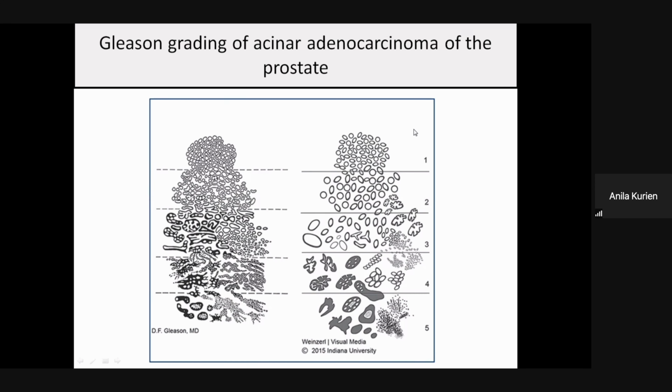And the one on the right is what we follow. We do not follow any of the older system at all. But most of it is the same, except for probably 3 and 4. Many of what was initially called pattern 3 have now moved to pattern 4. And also, if there is comedonecrosis, it straight away goes to pattern 5, irrespective of whether it has a cribriform pattern. So that's the main difference between the two.